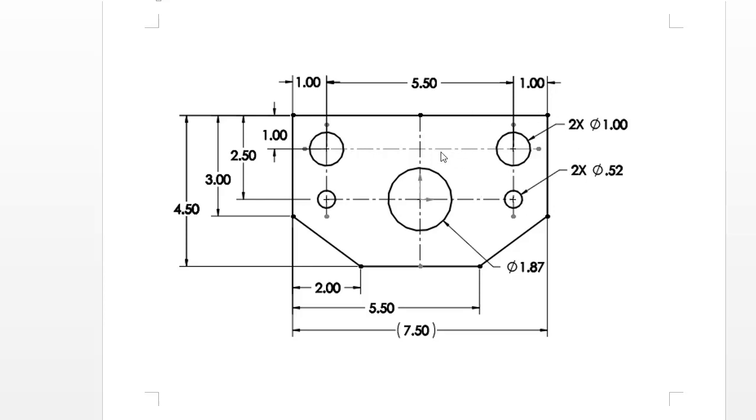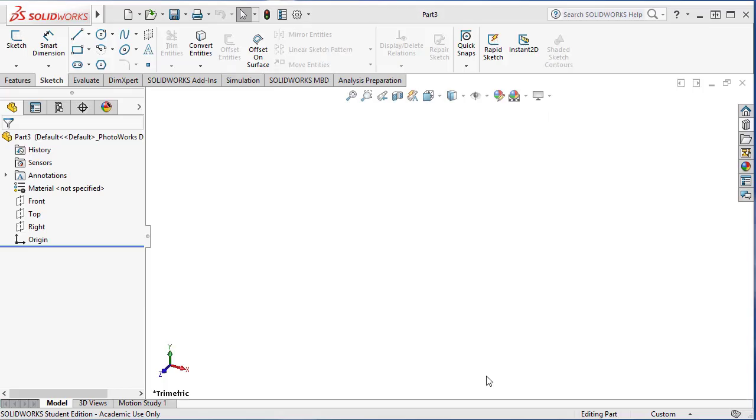If you look at the sketch, it is symmetric about this vertical line, so left and right are the same. So it might be better to sketch just half of it and then mirror to the other side. So let's do that. Let's create a sketch on any one of these three planes. Let's just use the front plane.